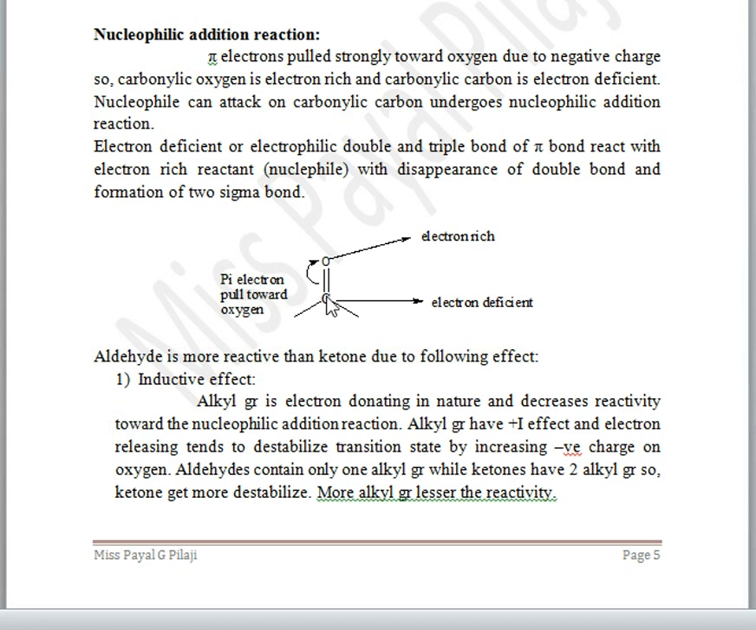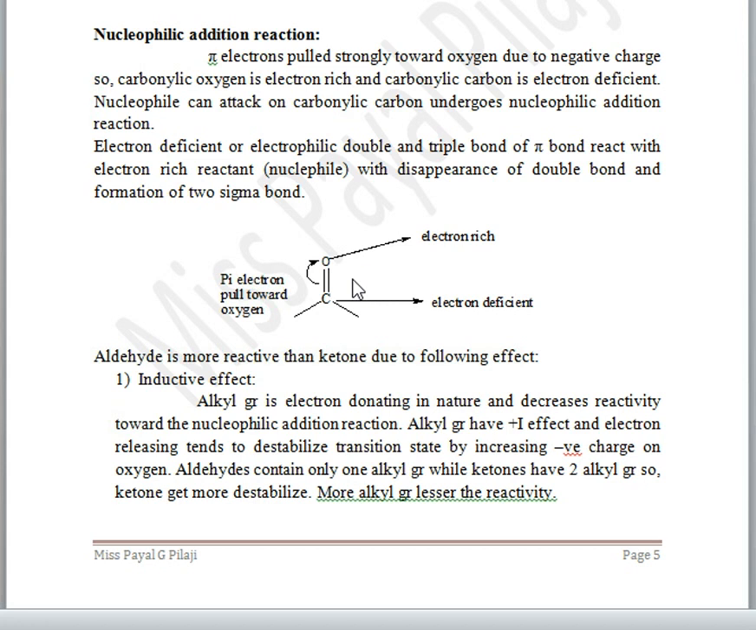The electron deficient, electrophilic pi bond of the double or triple bond reacts with an electron rich reactant, also known as a nucleophile, with the disappearance of a double bond and the formation of two sigma bonds.